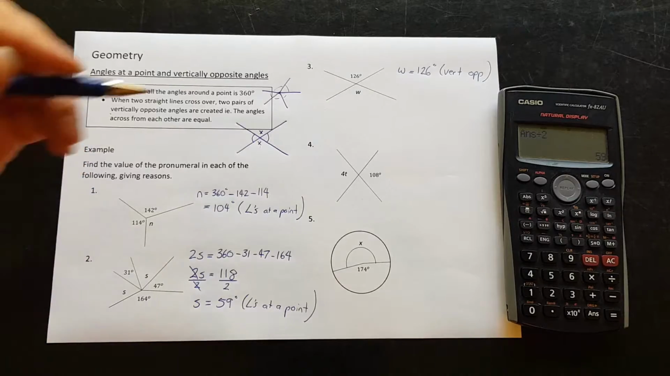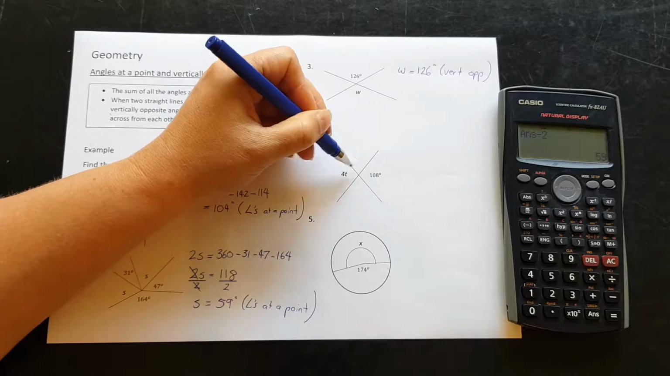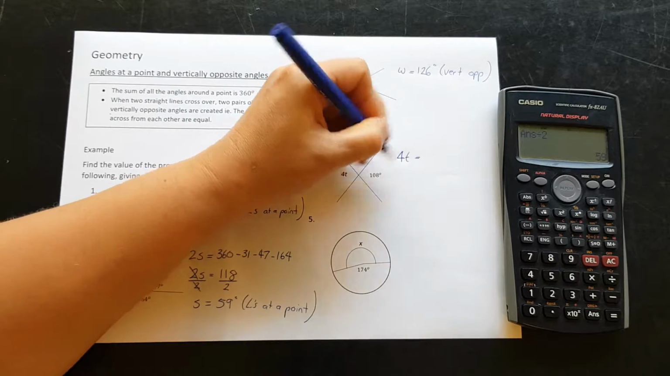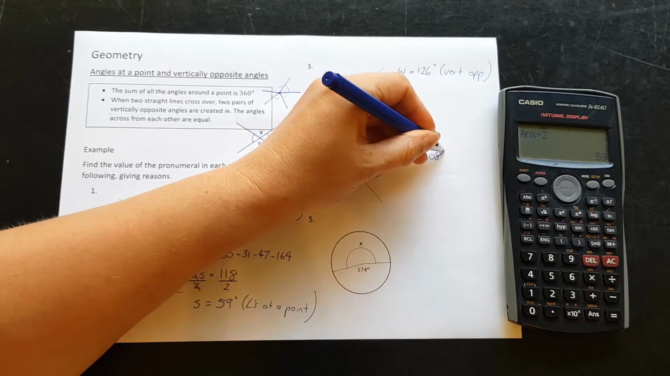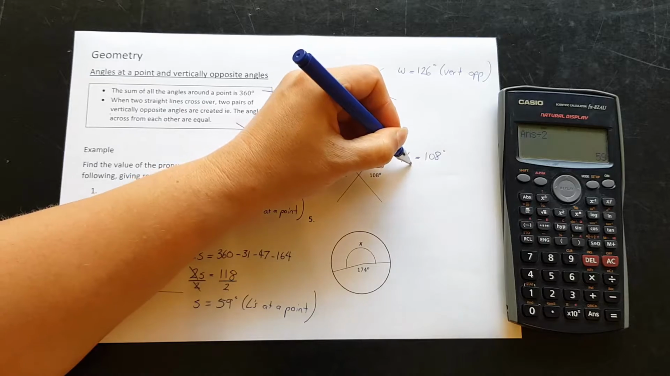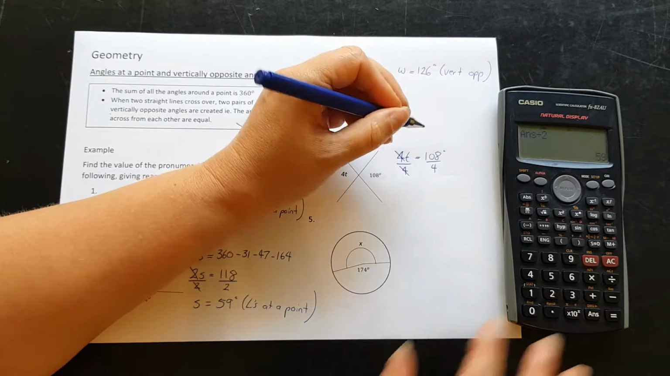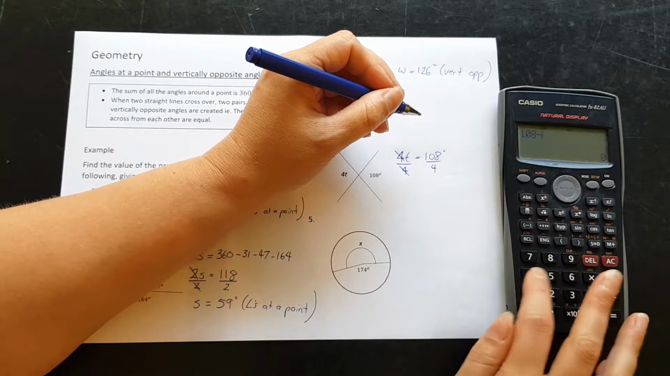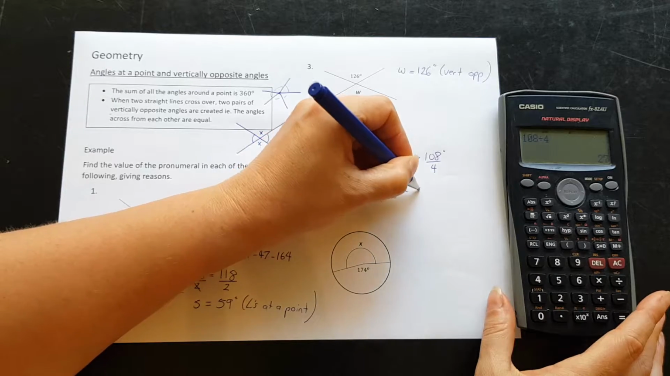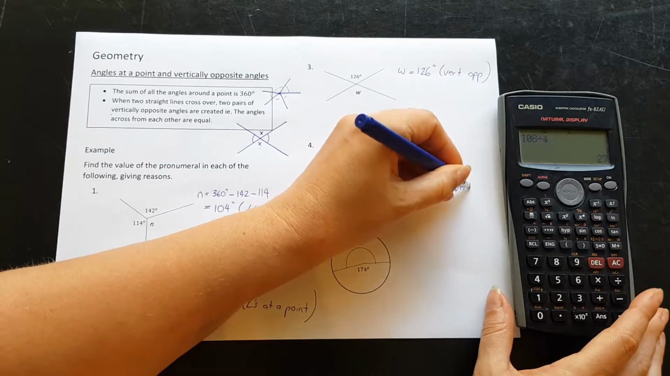Question 4. Also some straight lines here, so it's going to be vertically opposite. So this 4t is going to be equal to 108. It's a little bit more work than the last one because I have to get the t by itself this time. I need to divide by 4 to do that. What is 108 divided by 4? It's 27. So t is equal to 27 degrees. Reason: vert op.